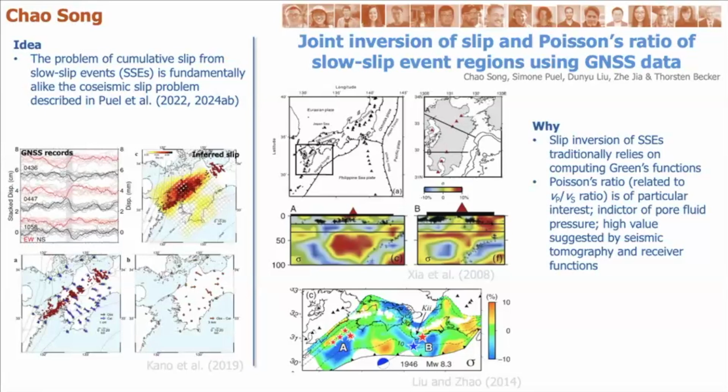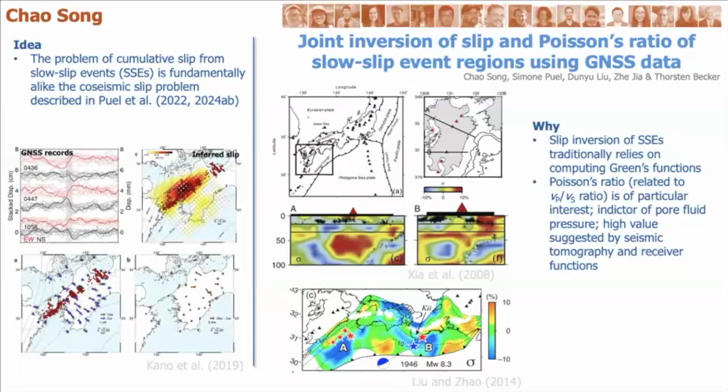And this is their inferred slip, and this figure shows the observed displacement in gray and the calculated displacement in blue, and this is their residual. So as a testing case, I'm trying to use the same data, but putting it into this framework to get my own slip version. And further, I want to test if I can jointly invert the Poisson's ratio at the same time.